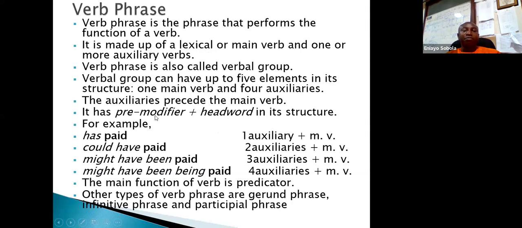For example, we have a premodifier, head and headword in its normal structure. As paid, could have paid, might have been paid, might have been being paid. If you look at these elements, you realize that here we have 1 auxiliary and the main verb, 2 auxiliaries, 3 auxiliaries, and 4 auxiliaries, totaling all the elements as 5. And we mentioned that the main function of the verb in the structure of sentences is to predicate. Likewise, the verb phrase performs the same function in the sentence.